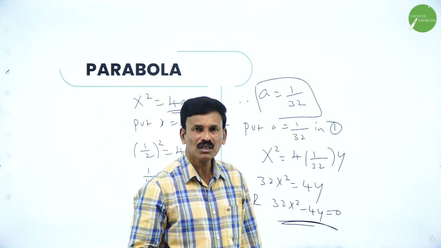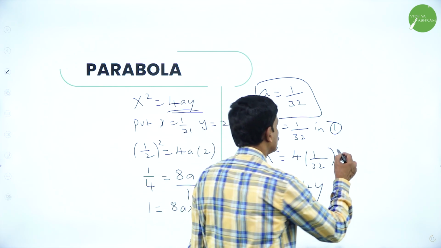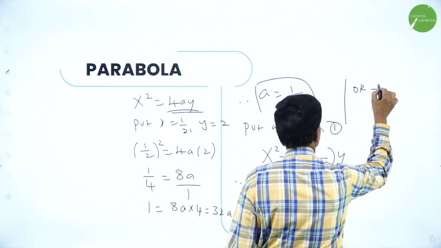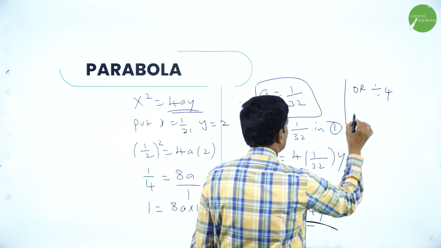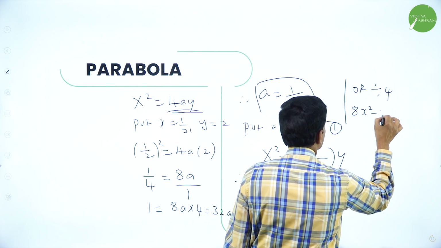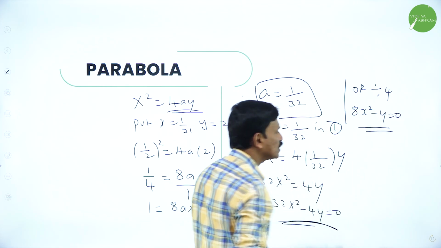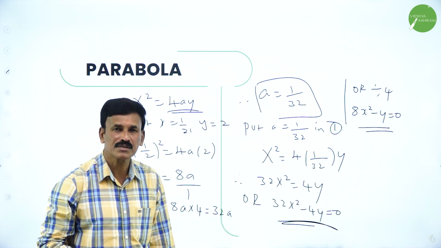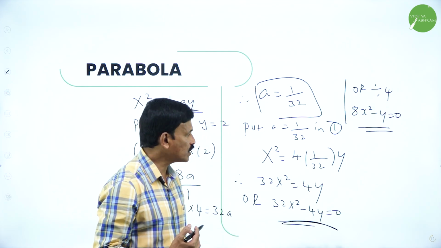Hope you followed, right? If it is possible to divide, you can divide it, or even you can also divide by 4. What happens? 8 4s are 32. 8x square minus y is equal to 0. This is also the correct answer. Now move on to the next problem.